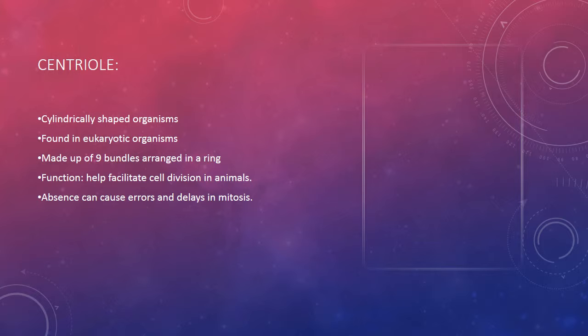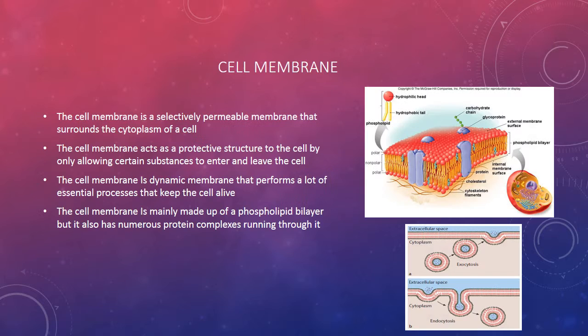It was found that centrioles have evolved as a cell refinement, which makes mitosis a more efficient and less error-prone process.